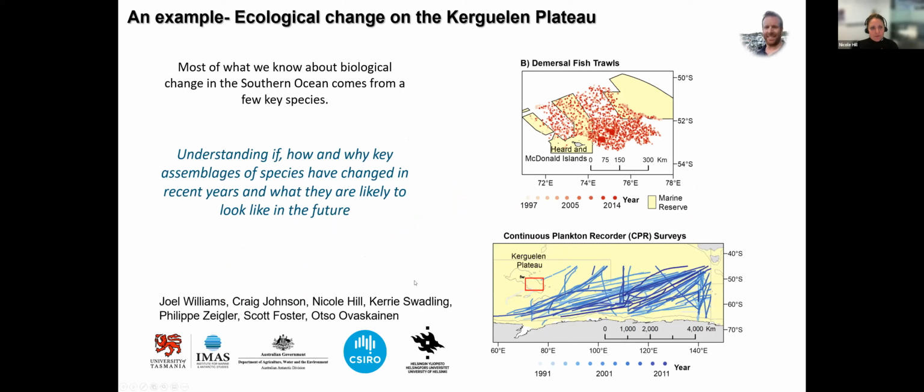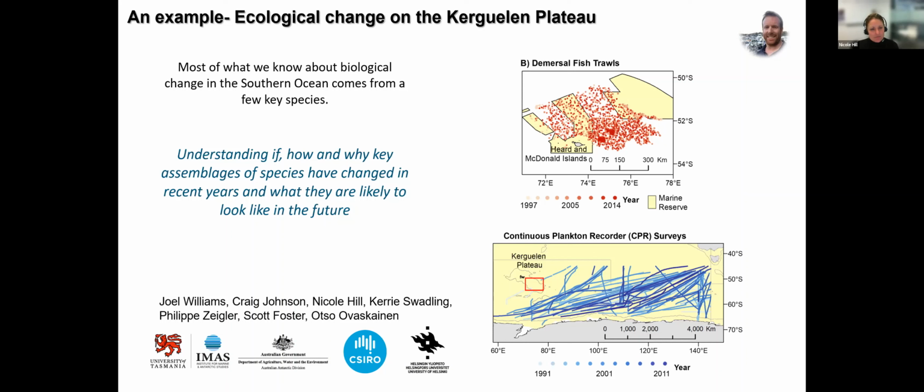Moving on from that example, another example where we've used these new types of multi-species model-based approaches is looking at ecological change on the Kerguelen Plateau. This is an Australian Antarctic Science Program grant, not to be confused with the AAPP, and it involves UTAS, obviously the AAD, CSIRO, and the University of Helsinki. Joel Williams, whose picture is up here, is the postdoc who is leading this program.